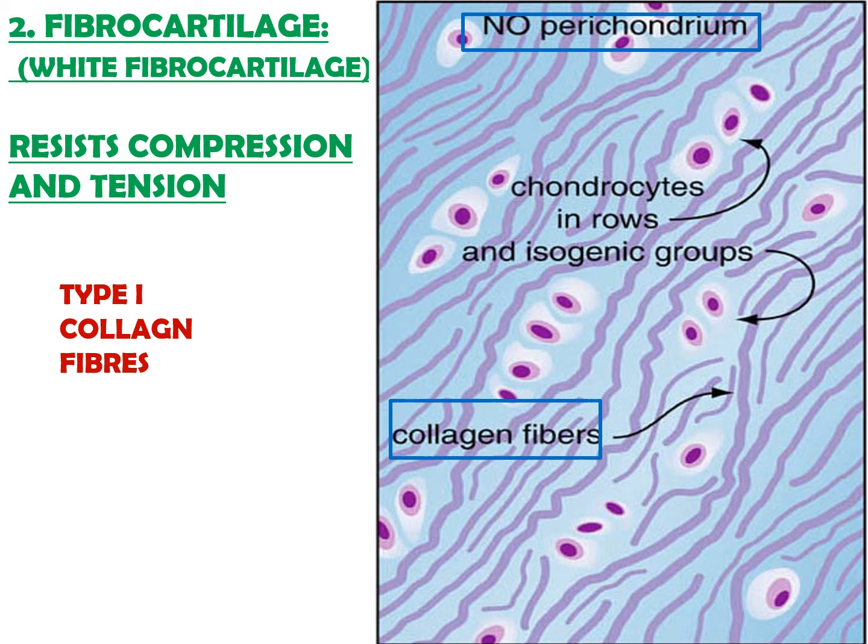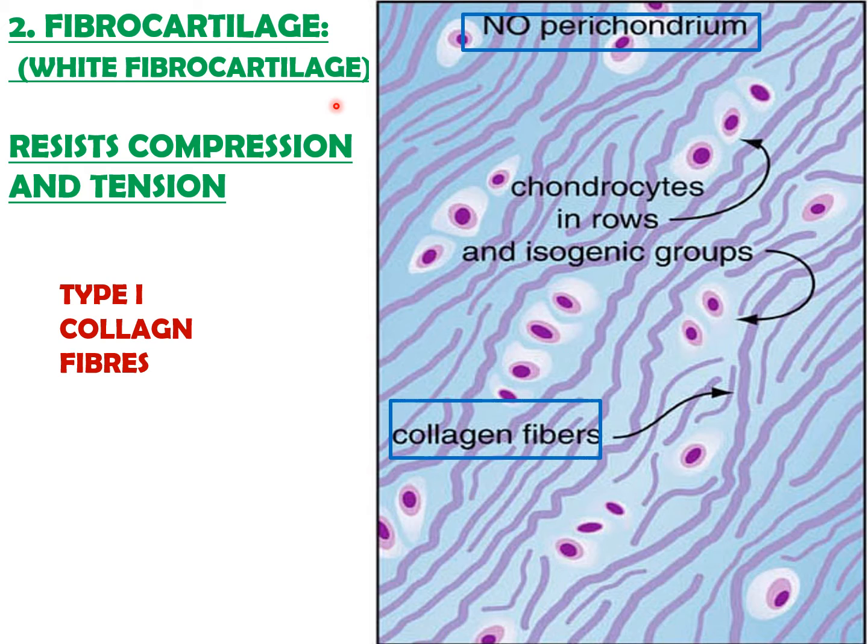Now the second one is the fibrocartilage. First, the function of hyaline cartilage is forming the structural framework that provides support to various structures, from the cartilage model for the developing fetal skeleton to the articular cartilage. Now, elastic cartilage, fibrocartilage, or the white fibrocartilage. Second one is the fibrocartilage.